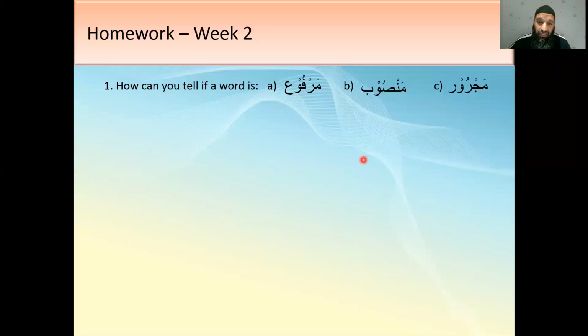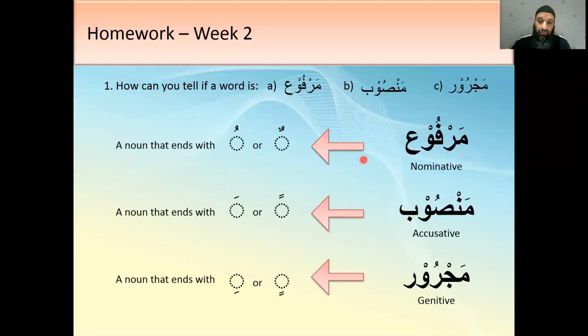So you can tell a word is marfu because it ends in a single dhamma or a double dhamma. So a single pesh or a do pesh, two pesh. This is just for singular words. We're not done plural yet. For singular words, this is the recognition here, this one and this one.